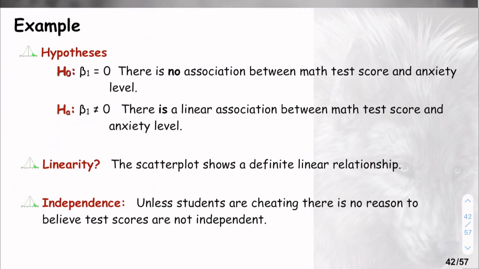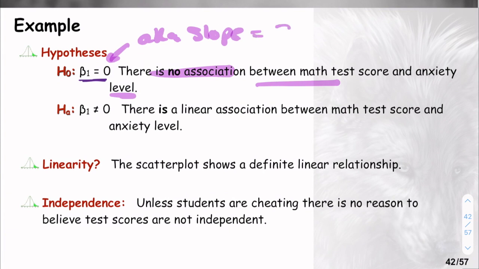So like always, if we're coming up with a hypothesis test with our slopes, we're going to say that beta sub 1, or the true population slope, is 0. There is no association between math test scores and anxiety, aka slope is 0. And our alternate hypothesis says there is a linear relationship between math test score and anxiety level. The notation would be beta sub 1 is not equal to 0, or there is some sort of slope here.